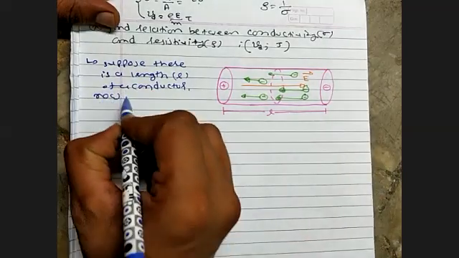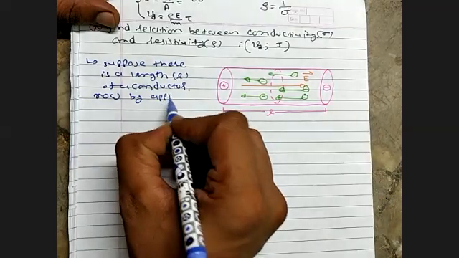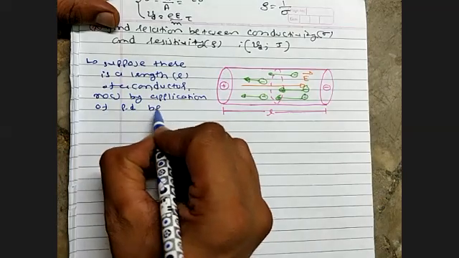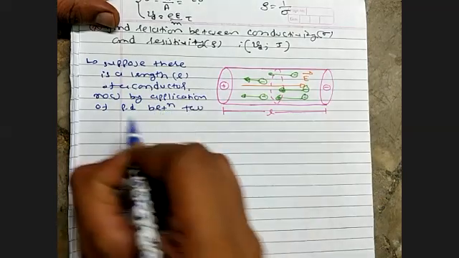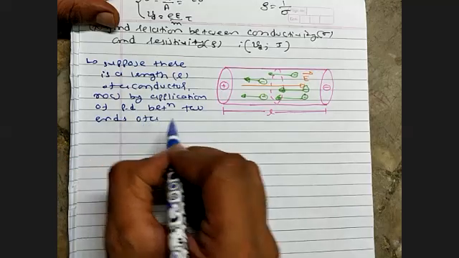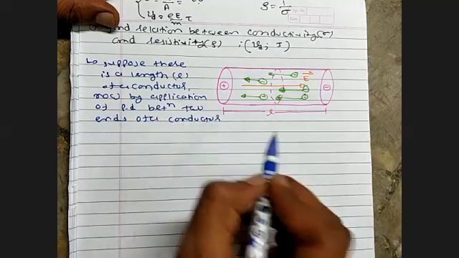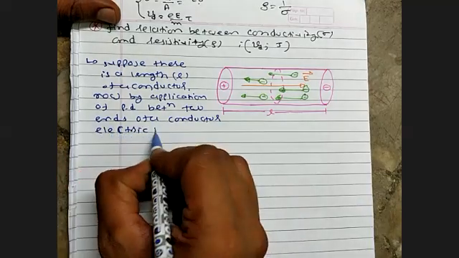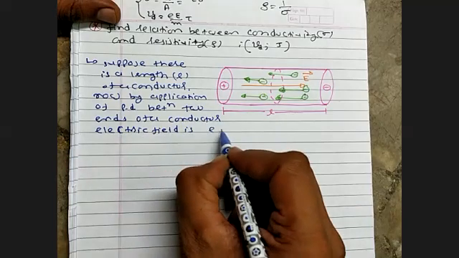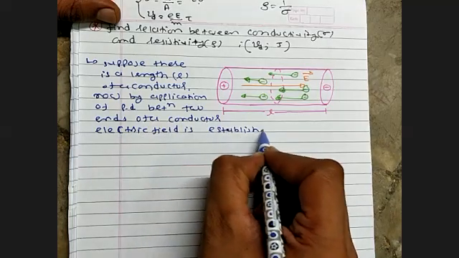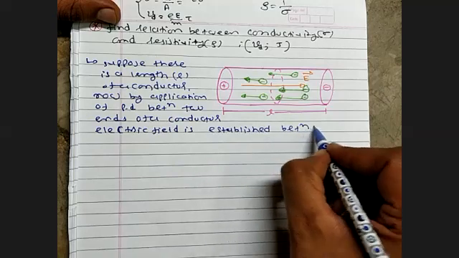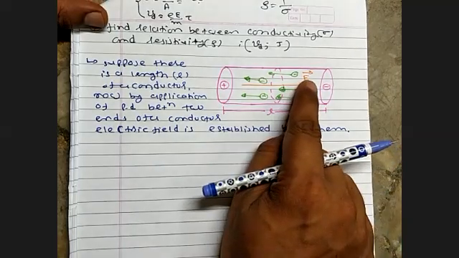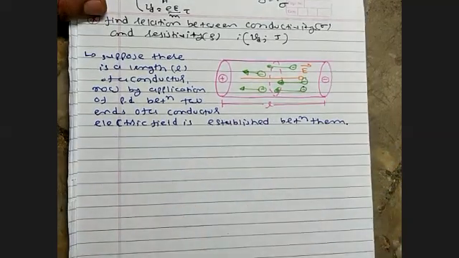Now, by application of a potential difference between the two ends of the conductor, an electric field is established between them. Good. The electric field is established between them.